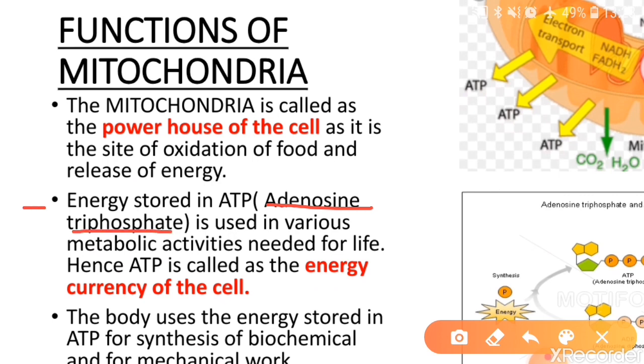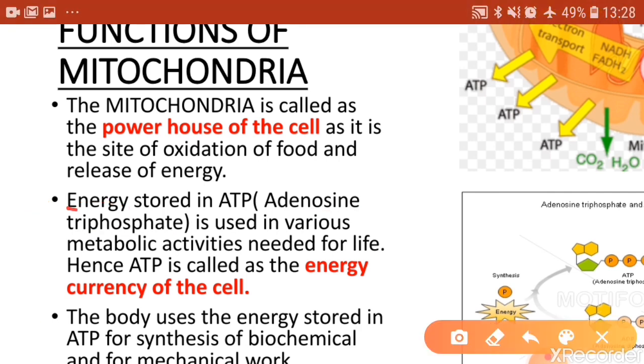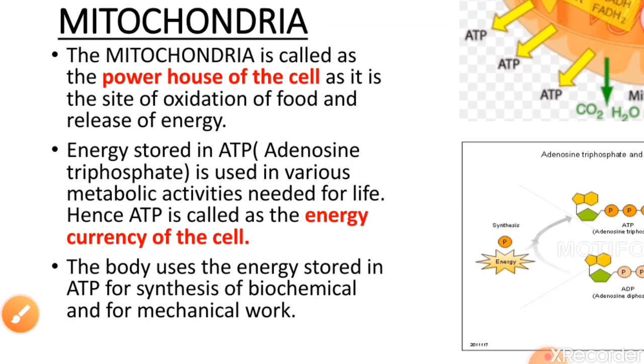So the energy that is released during oxidation of food is stored in the form of ATP, that is adenosine triphosphate, and this ATP will be used in various metabolic activities, for synthesis of many biochemicals, and for the mechanical work to be performed. If we take ourselves as an example, for each and every work that we do, for the movement of muscles, for the neural conduction, and for many other activities that you perform.